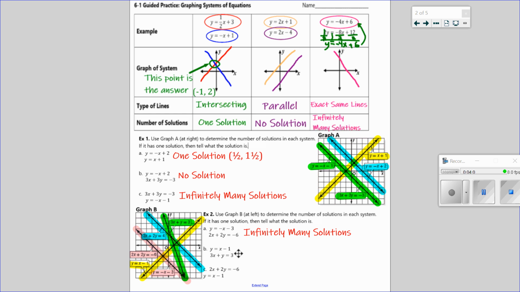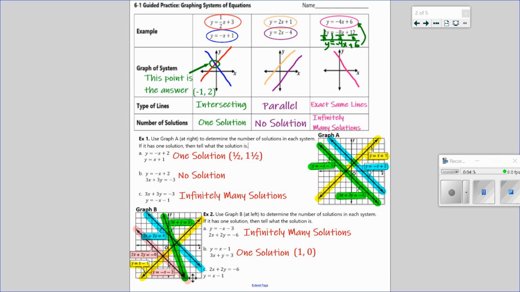And then again with the next one, this one starts with y equals x minus 1, which is the yellow line. And then 3x plus y equals 3 is the green line. This time you can see that these two lines intersect right here at this point. So that means that they have one solution. And then don't forget, when it has one solution, you have to state what that solution is, just like we did up here for part A. So this time it meets at a nice point. That point is just 1, 0.